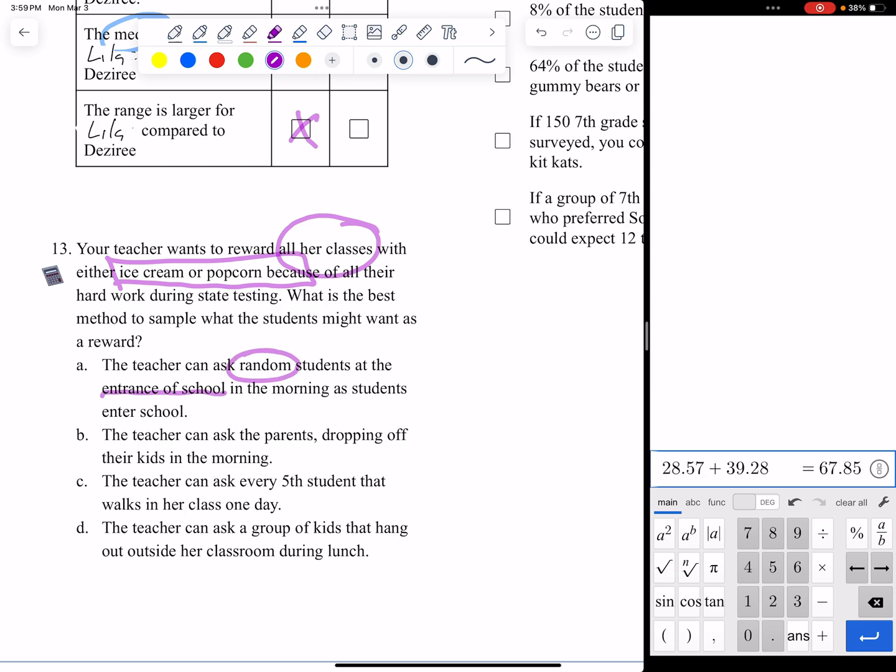The teacher can ask the parents dropping off the kids in the morning. So is that who? No, I know that for sure. Well, parents would know, but I think the kids would know a lot better, right? What their favorite is. The teacher can ask every fifth person that walks into her class. And the teacher can ask a group of kids that hang out outside her classroom during lunch. So I like this whole every fifth because that's random. It has to be her classes. So I think the best option would be C here.